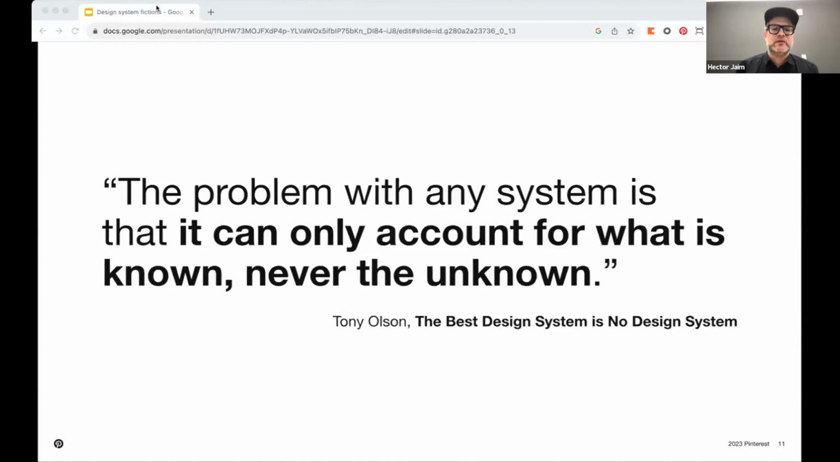As far as design systems, what do you think about currently? Two things that I read a while back. One of them is design systems' inability to anticipate the future, right? This is coming from designer Tony Olson, who wrote an article about a year ago. The problem with any system is that it can only account for what is known, never the unknown. And sometimes we tend to fall behind, right? Because we can only decide to build something when people need it right now, but it's right now. It's already kind of too late in certain cases.